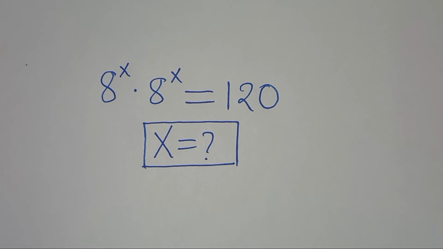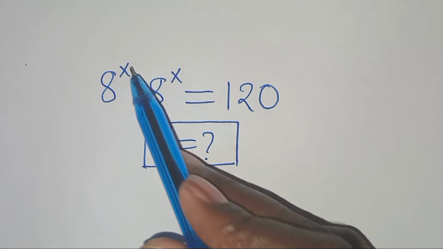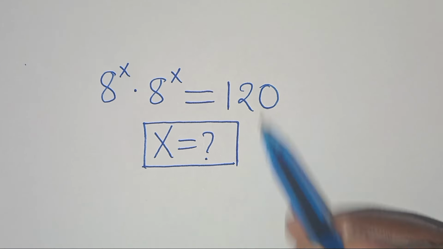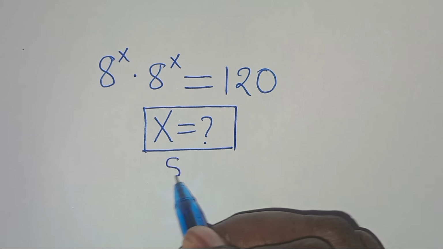Hello everyone, you're welcome to solve this nice exponential equation here, which is 8 to the power of x times 8 to the power of x. This is equal to 120. So what is the value of x? So let's provide a solution from here.